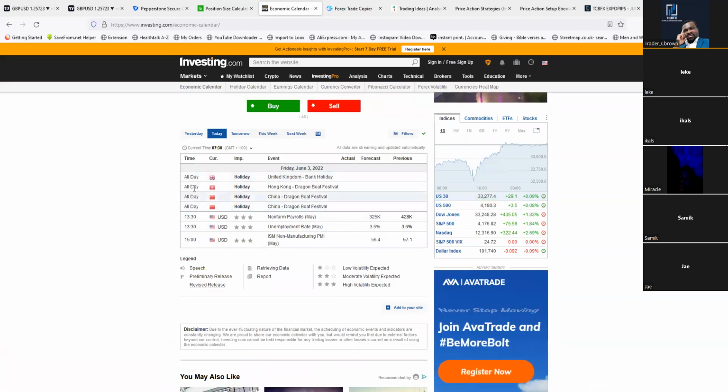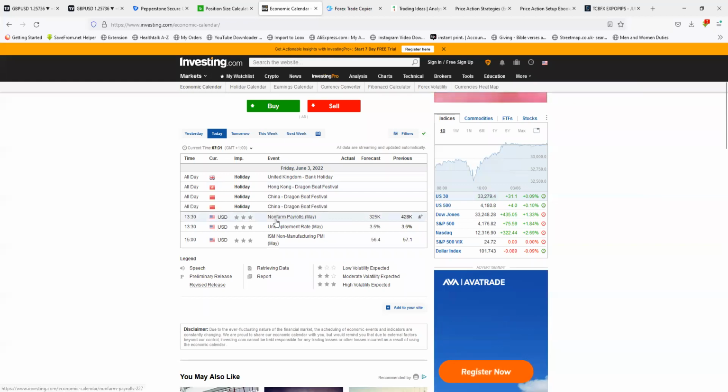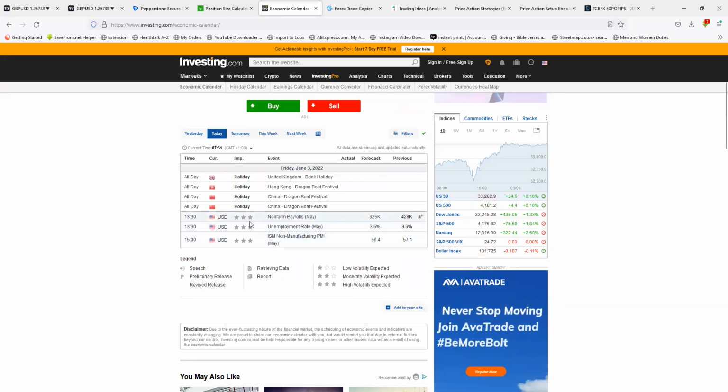So today we have holidays in UK. Today's bank holiday in UK all day. Then Hong Kong has a holiday, China has a holiday throughout the day. But there is a news today, which is Non-Farm Payroll, which we call NFP. So it's a major impact news followed by unemployment rates. Two of them go together. And that's why we'll be expecting some volatility in the market based on this.